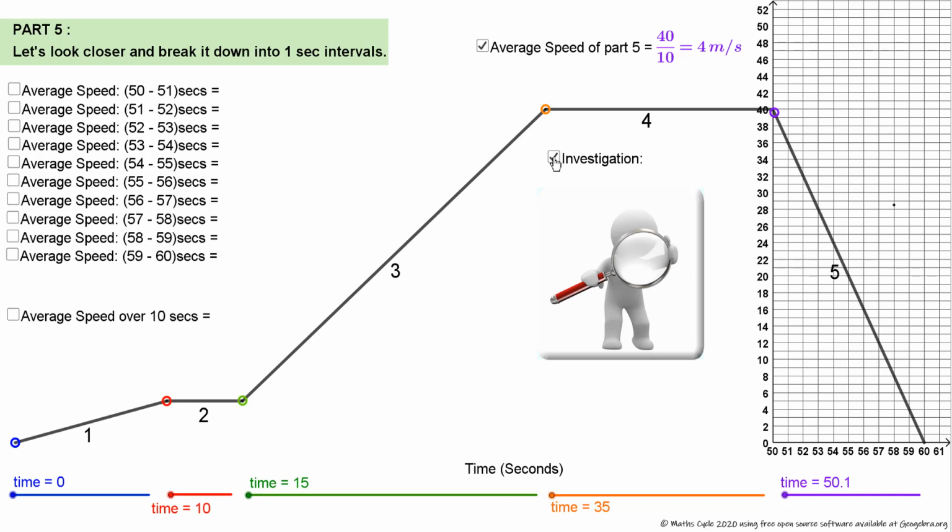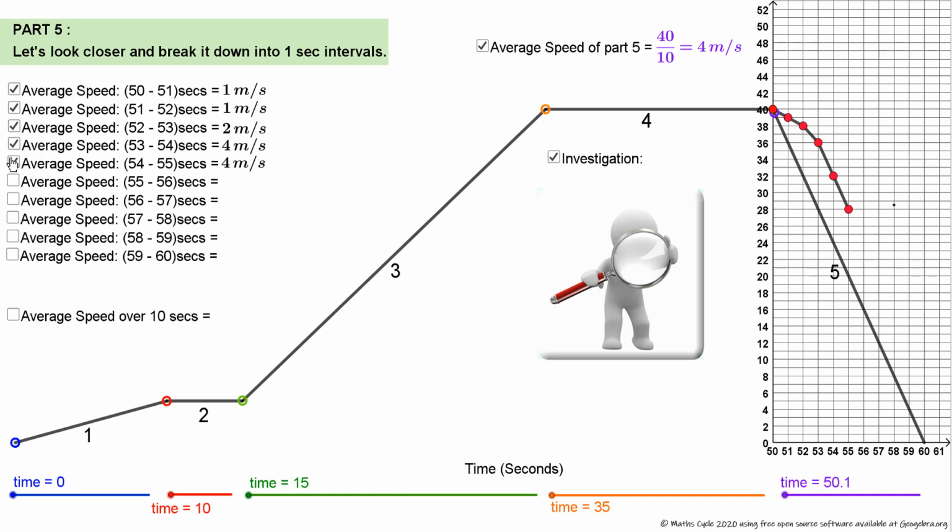Using speed equals distance over time, we can calculate the average speeds for each second. For second 1, she's traveling at 1 meter per second. For second 2, she's traveling at 1 meter per second. Second 3, she's traveling at 2 meters per second. Second 4, she's traveling at 4 meters per second. Second 5, she's traveling at 4 meters per second.